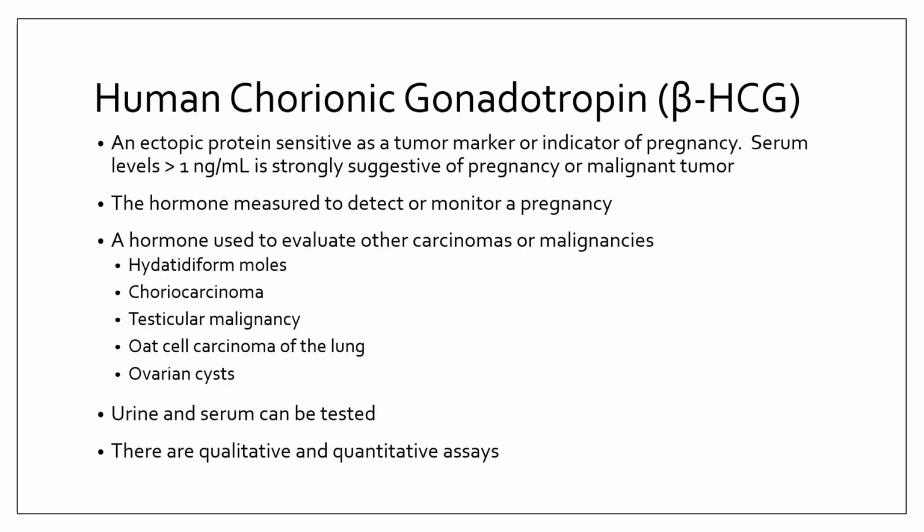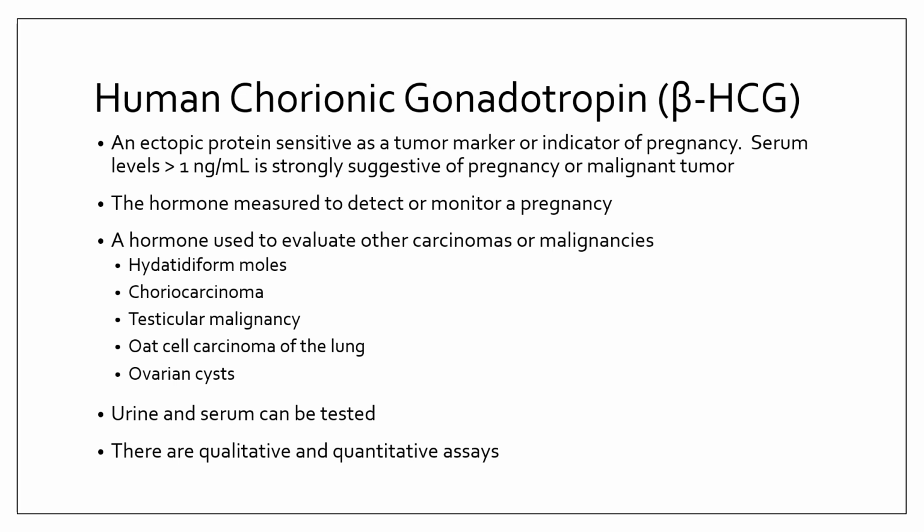Human chorionic gonadotropin is a hormone that doubles every 2 to 3 days up to 8 to 10 weeks of gestation. Then that hormone starts to drop off. There's actually two types of HCG: alpha HCG and beta HCG. We're always going to look for beta HCG for pregnancies and tumor indicators. Alpha HCG is similar to other hormones, and that's why we don't look for alpha HCG.